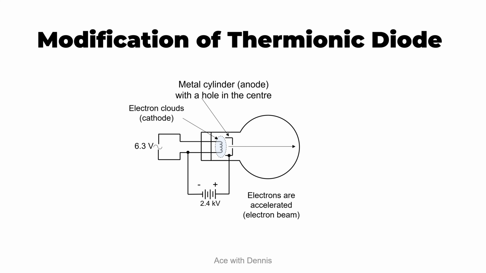The electrons are accelerated and form electron beams and hit the surface of another end of the glass bulb. The other end of the glass bulb is painted with zinc sulfate coating so that a bright green spot can be seen when the electron beam hits the round surface of the glass bulb.